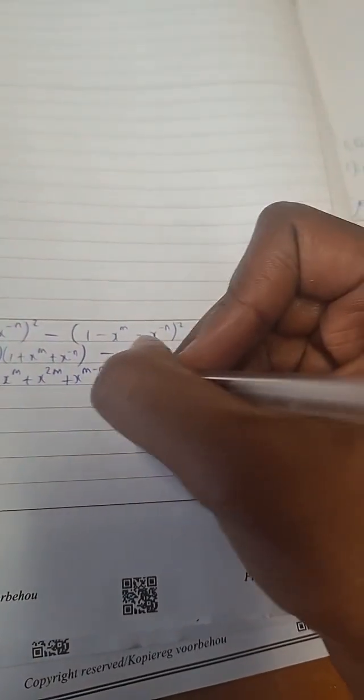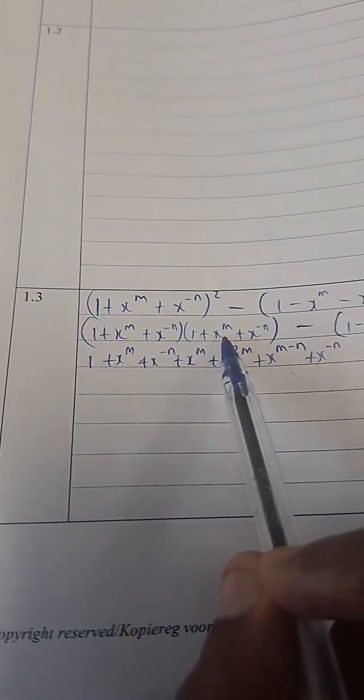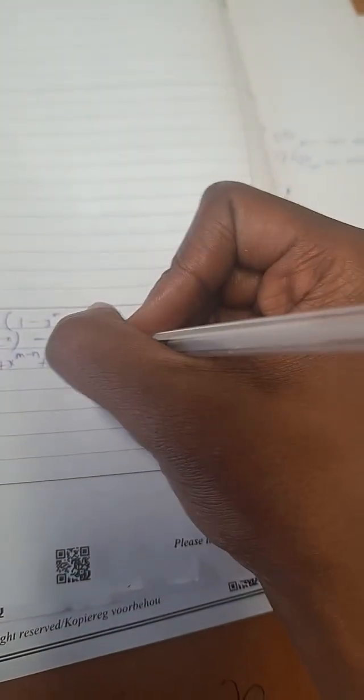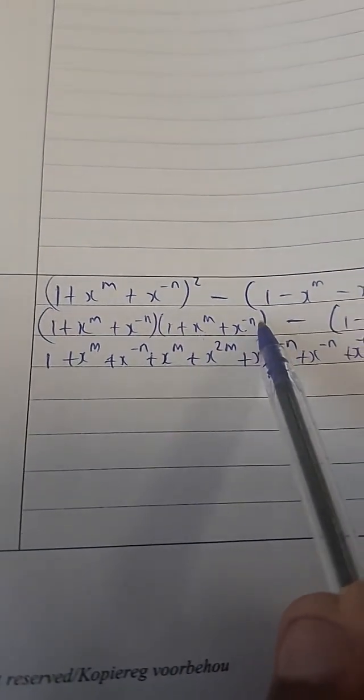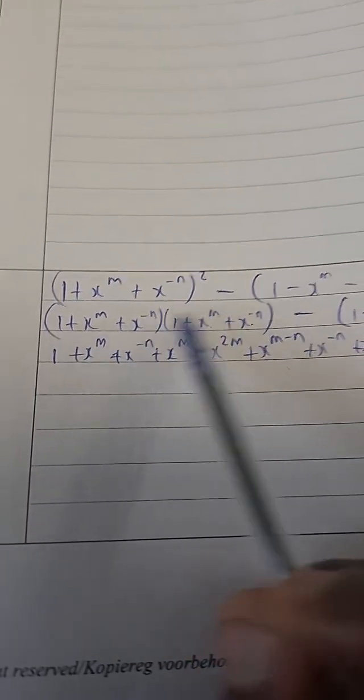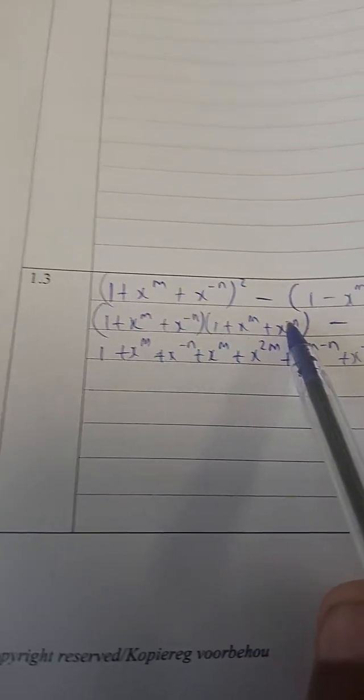So x to the power negative n times 1 is plus x to the power negative n. X to the power negative n times x to the power m is plus x to the power negative n plus m. Then x to the power negative n times x to the power negative n. Remember, the bases are the same. We add the exponent. What's negative n minus n? Negative n minus n is negative 2n. Okay.